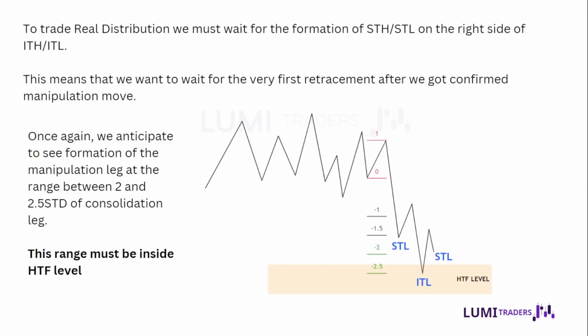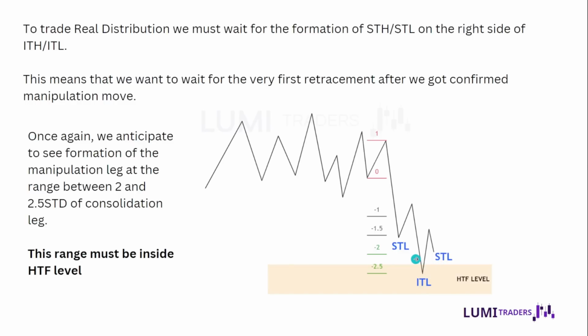Once again, we anticipate seeing the formation of the manipulation leg at the range between 2 and 2.5 standard deviation of the consolidation leg. This leg must be inside a high time frame level. For example, we got consolidation, we got a visible leg and an obvious leg right here. From this low to this high, we projected the move all the way down. We got the range between 2 and 2.5. This range is inside the high time frame level, perfect.